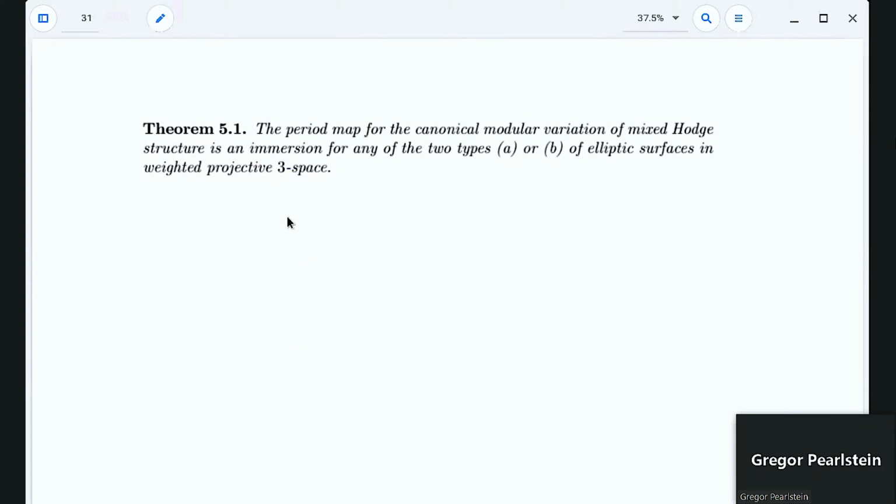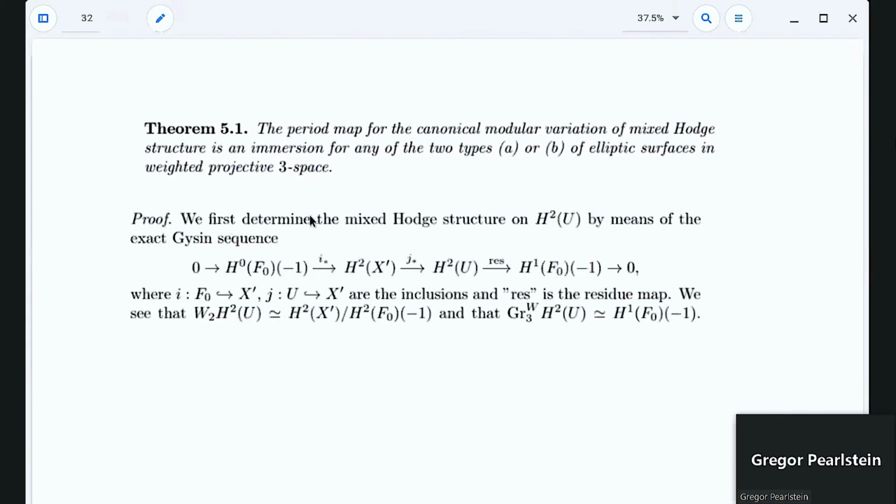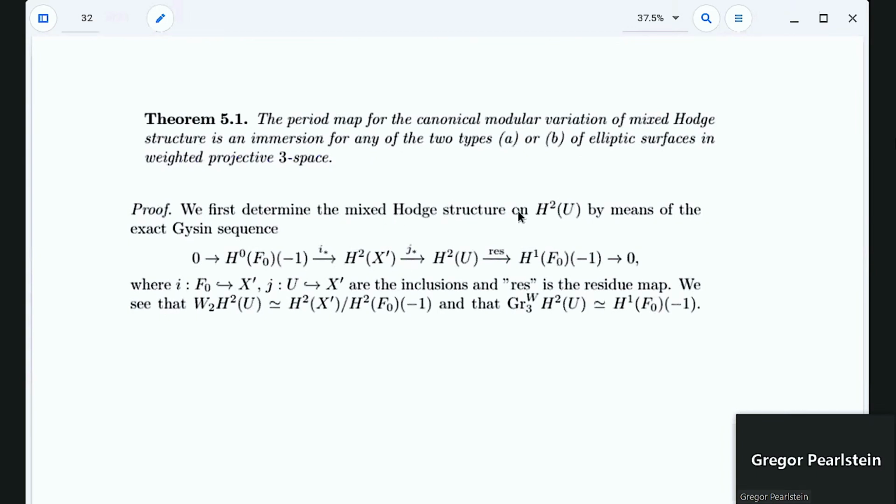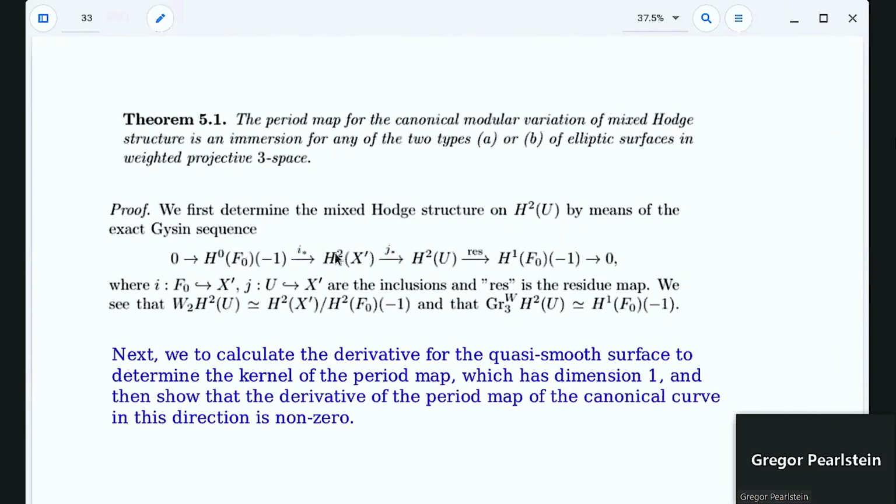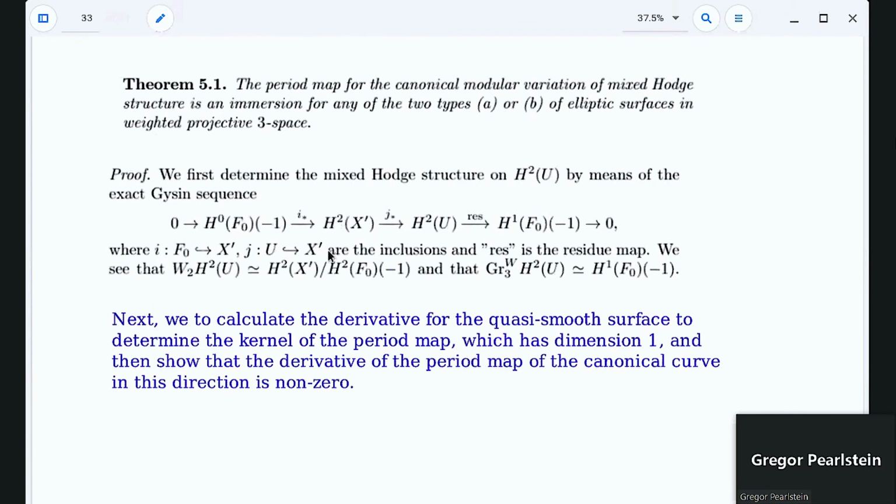The thing is, well, these period maps. So the period map for a modular just means one coming over the full weighted projective space for the moment. For this combination, structures and emergence for any of the types A and B elliptic surfaces. Okay. So how do you prove that? So first you have to determine the structure to view by means of the Gießen sequence. And now we have to calculate the derivative for the quasi-smooth surface to determine the kernel of the period map, which has dimension 1.